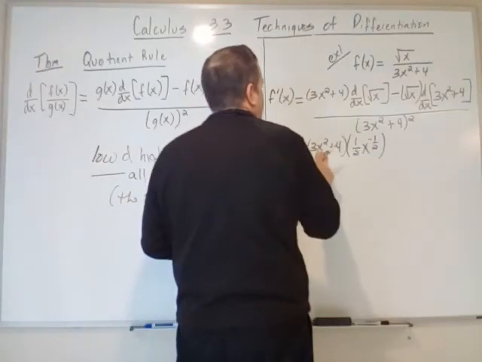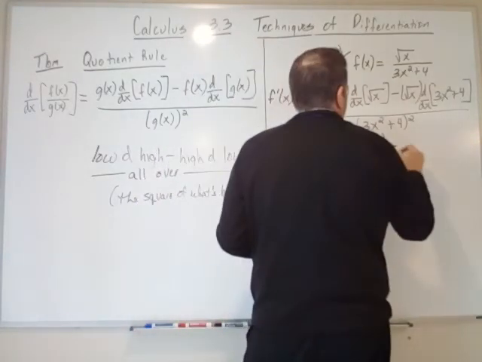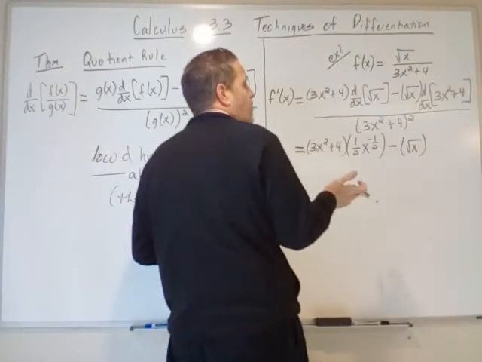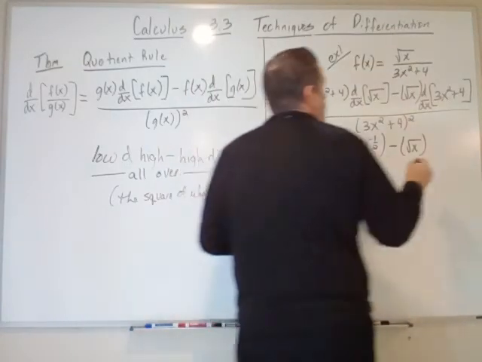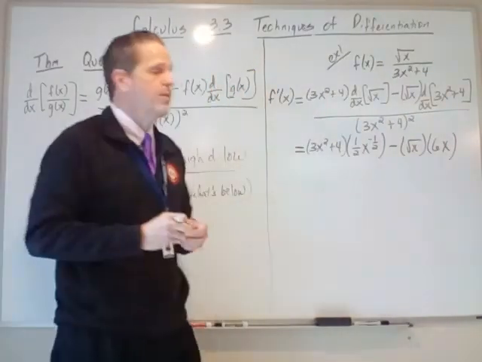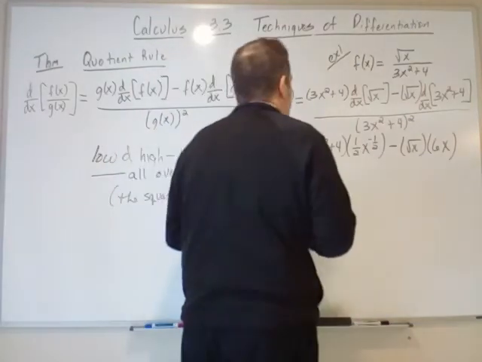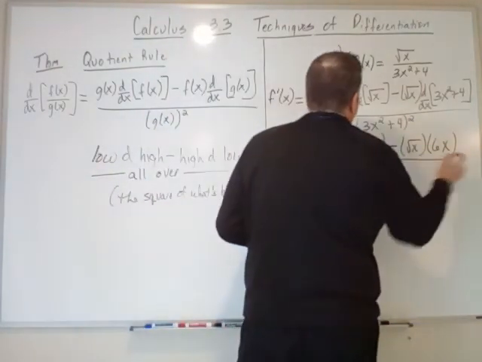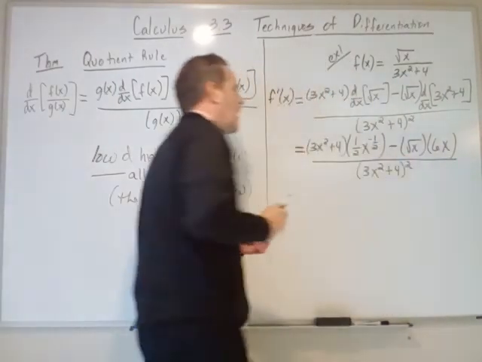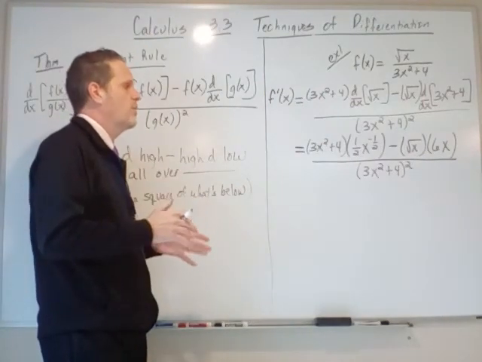So I've got the derivative of the second part, which is 1/2 x to the negative 1/2, minus the square root of x. Now I need to take the derivative of that polynomial 3x squared plus 4. Using the generalized power rule for the first part, 3x squared, the derivative of that is 6x. The derivative of 4 is 0, so we're going to drop that. And it's all over the square of what's below. So we've got quantity 3x squared plus 4, and that quantity is squared because that's the square of what's below.